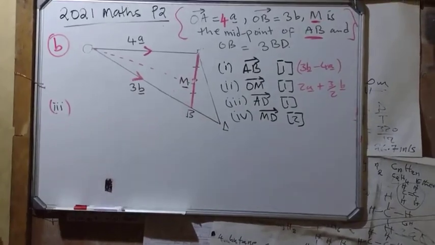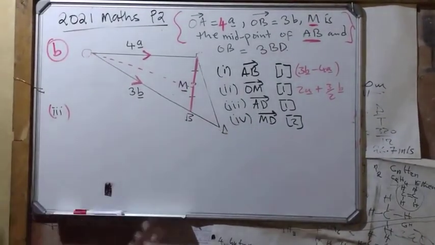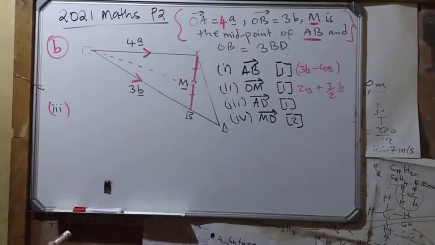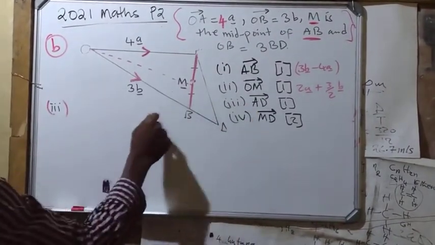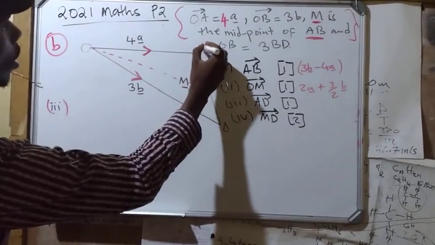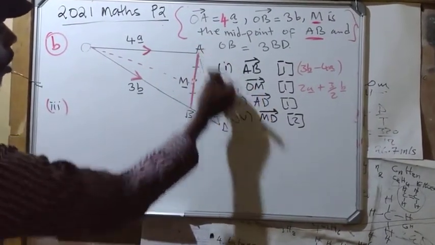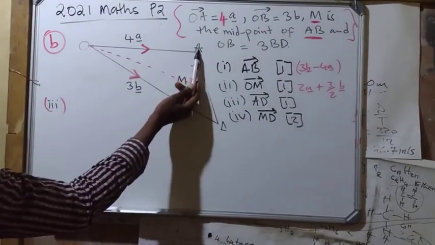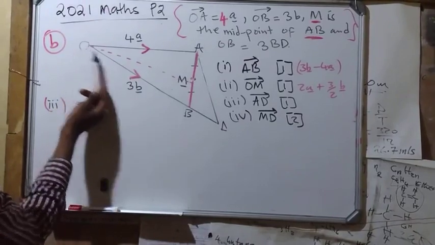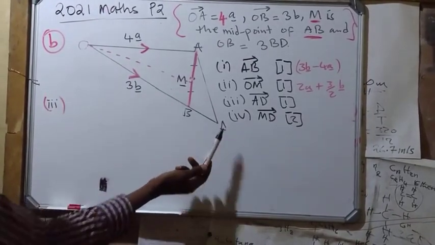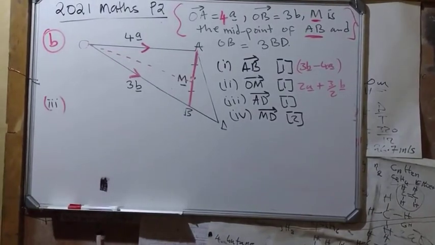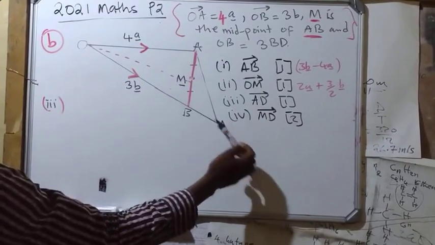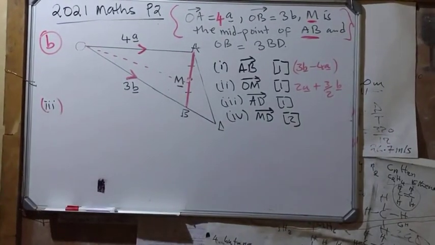Now, again, we are told to express AD in terms of A or B. So now we've got this one, AD. As we can see, A is there, so AD is this distance. Now AD, how are we going to move? We can move A to O then O to D, or we can move A, B, then B, D. We can also answer like that in that order.